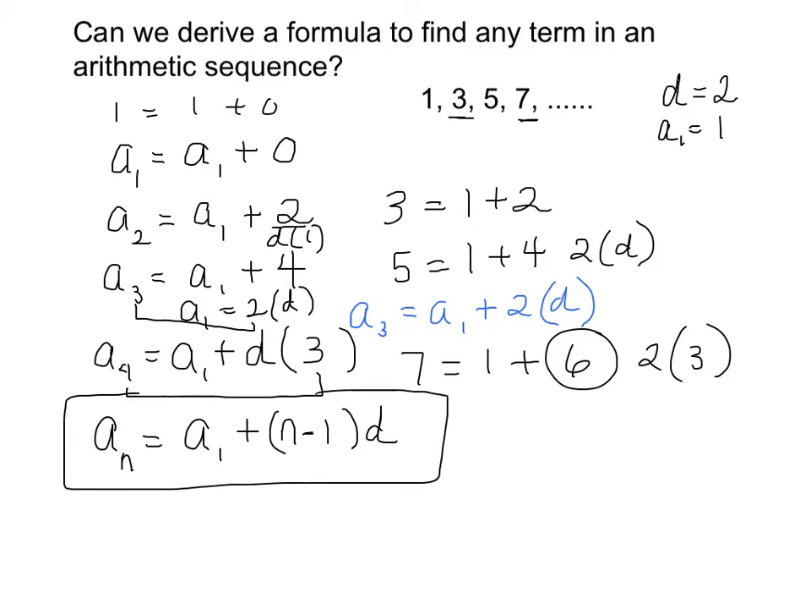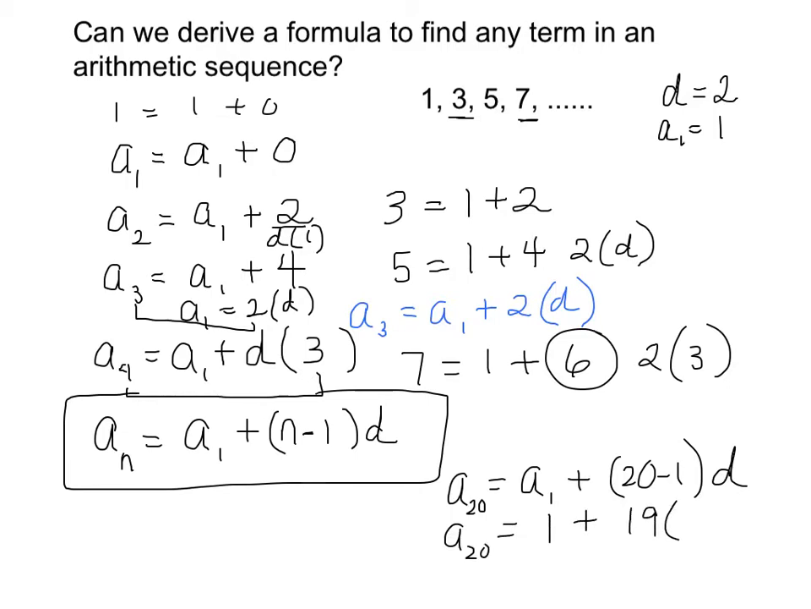So in this sequence, if I wanted to find the 20th term, I would start with the first term, and then I would do 20 minus 1, which is 19, times the common difference. So a sub 20 would be the first term, which is 1, plus 19 times 2. 19 times 2 is 38, plus 1 is 39. And that is the 20th term. It's not the sum of the terms, but it is the 20th term.